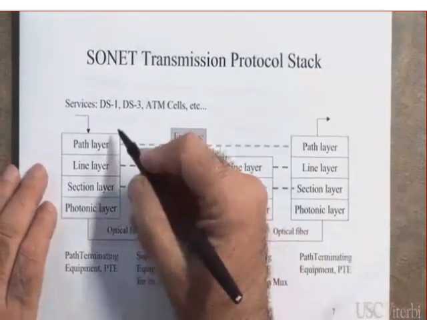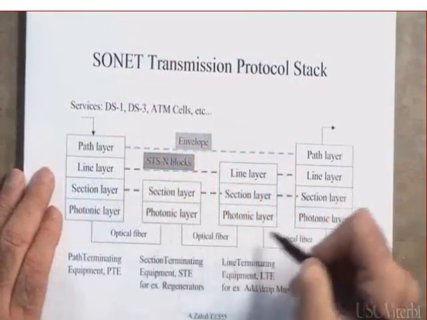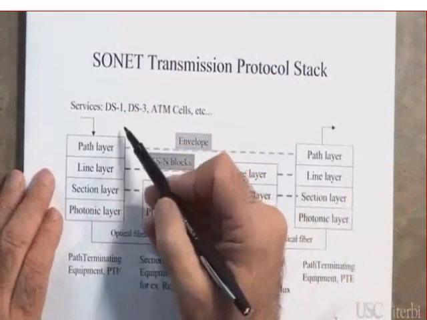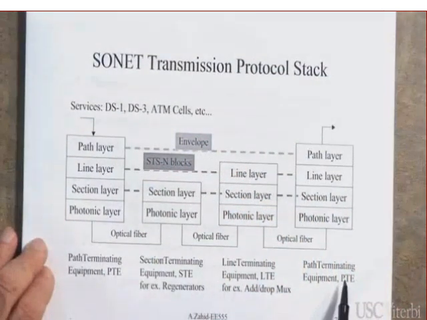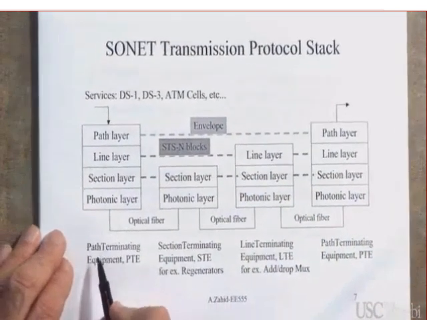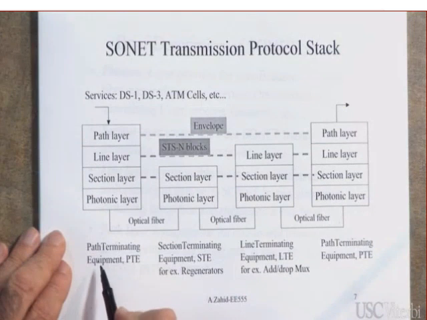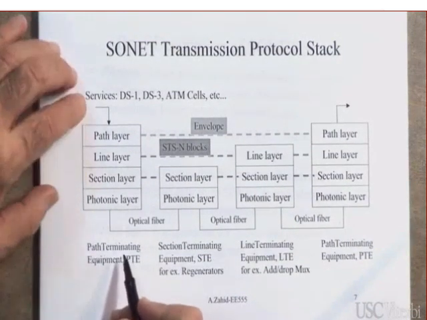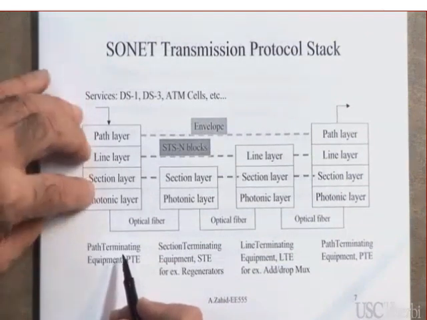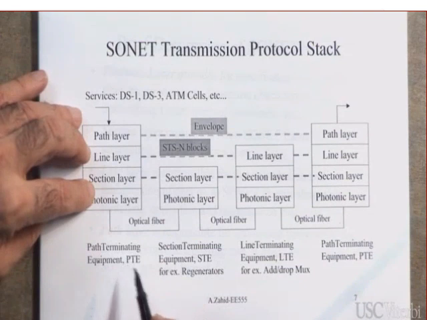So try to understand the terminology and the equipment that is used. Okay. Now, first of all, in the different types of equipment, we have SONET equipment. The first one is what is known as a path terminating equipment, PTE. And this type of equipment will have all the layers implemented in them.